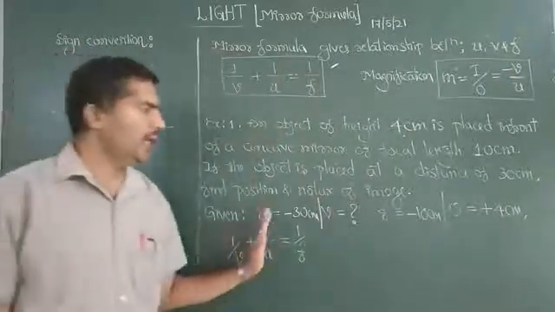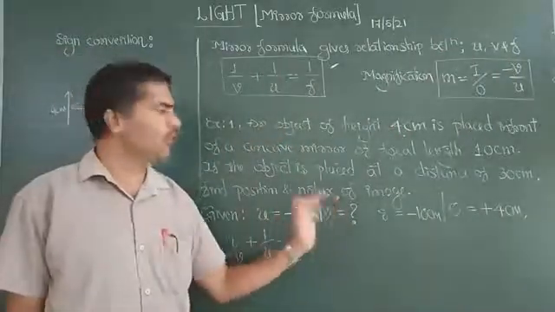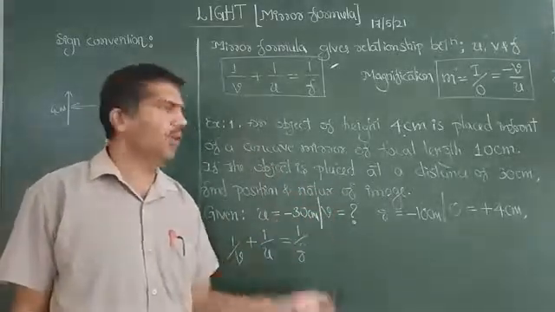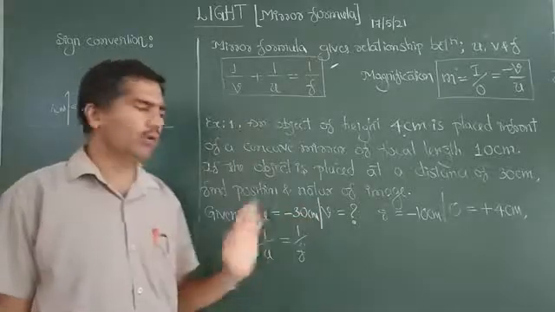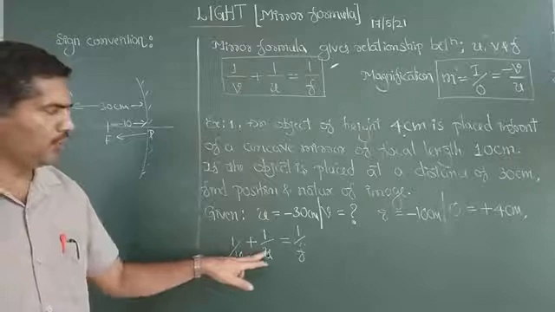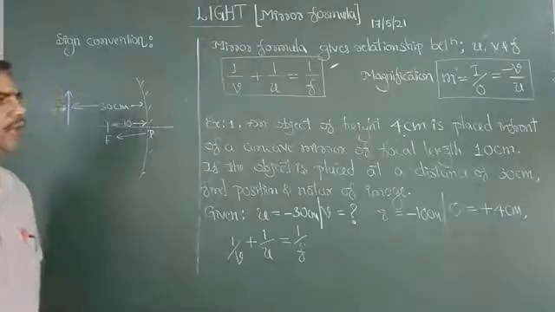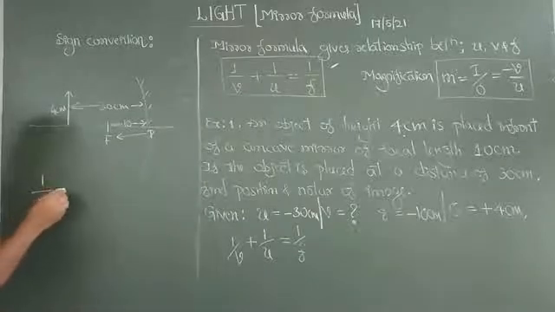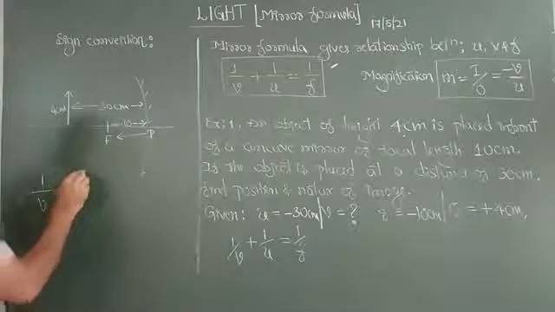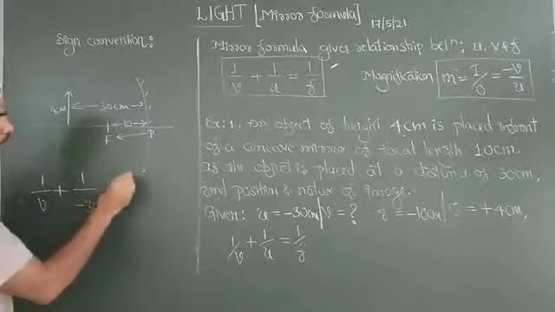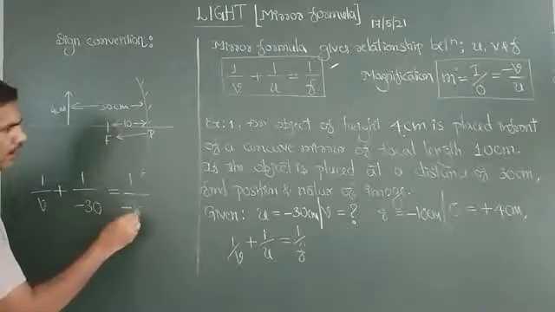In the given data I should make proper adjustments. That means what is negative and what is positive. If I put clearly, no case your answer will be wrong. We will put the values. 1 by v plus 1 by u equal to 1 by f. 1 by v, v is not known. 1 by v plus 1 by u, 1 by minus 30, equal to 1 by f, 1 by minus 10.